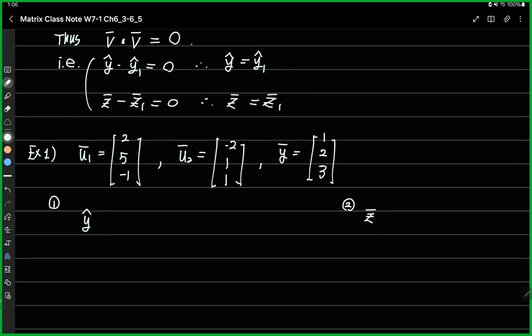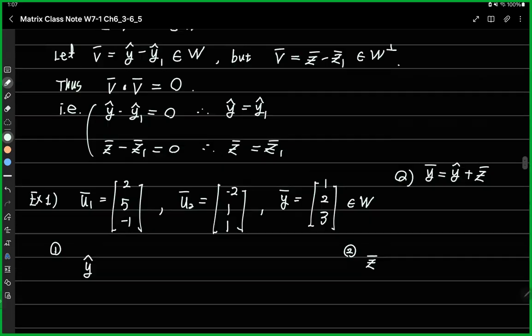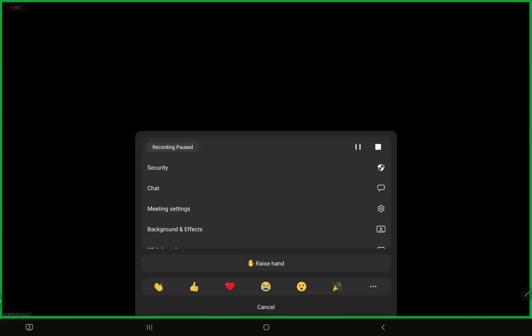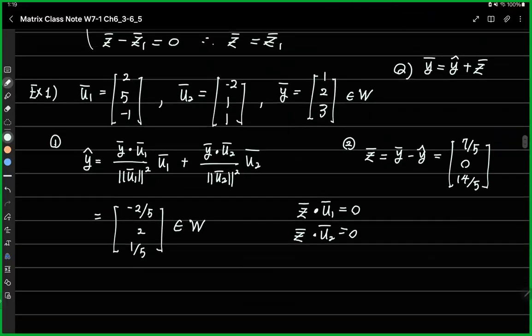So the question is to decompose Y, which is definitely in R3, right? W is a subspace of Rn. So the question is: decompose Y as Y hat and Z. This is in W, and this is in W complement. Okay, example one. The solution is this.